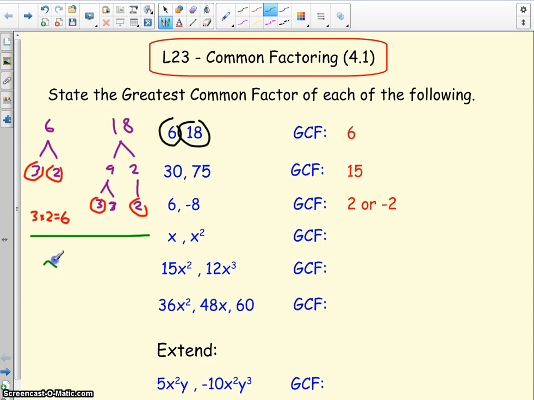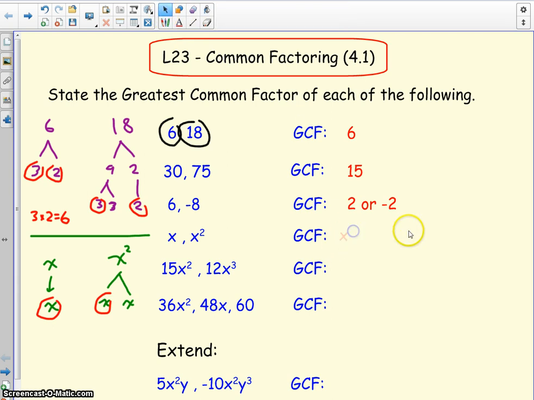Okay, between x and x squared, if we were to try a factor tree approach to this, we'd have x and x squared. Well, x is just x, can't break down any further. But x squared we know breaks down into x and x. So in terms of our greatest common factor, they both have an x and that's it. So your GCF here is x.